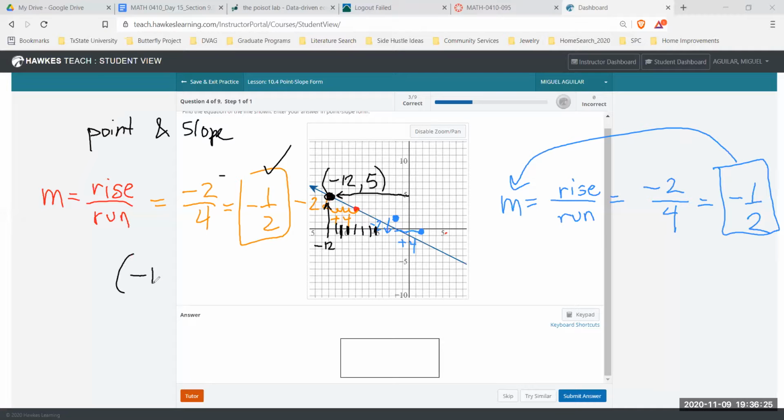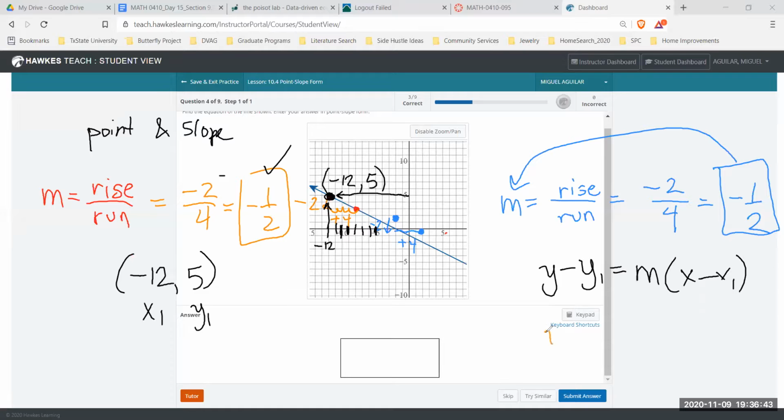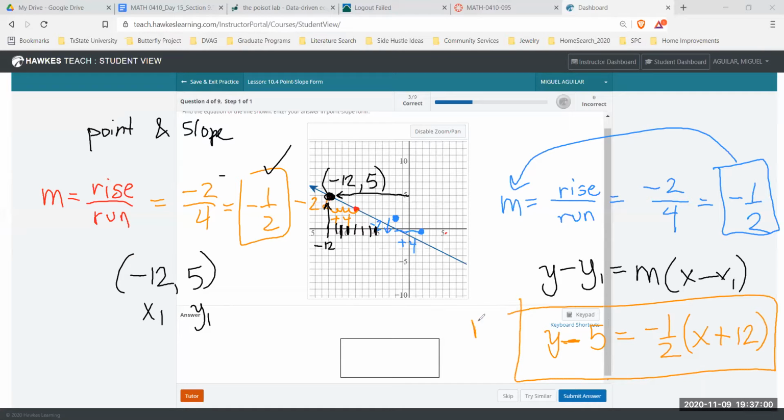We could say that one of the points is -12, 5. Call this x1, y1. And then we can just use our equation, y minus y1 is equal to m times x minus x1. The equation will now be y minus y1, which is 5, equals our slope, which is -1/2, times x minus x1, which in this case would be plus 12. And this is the answer. This is the equation that they're looking for.